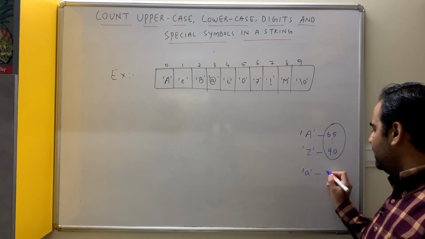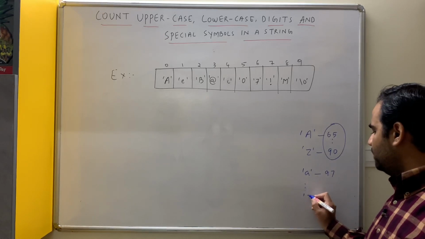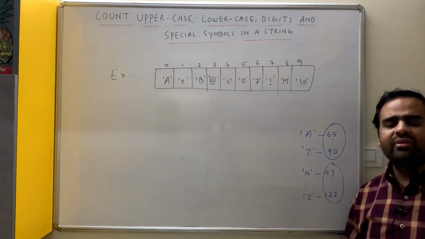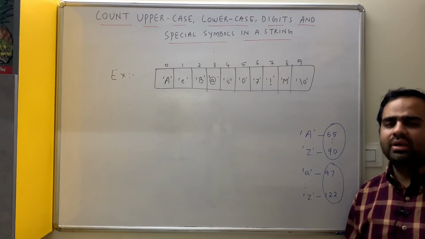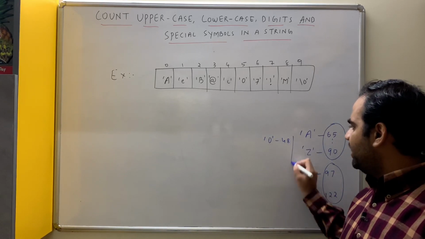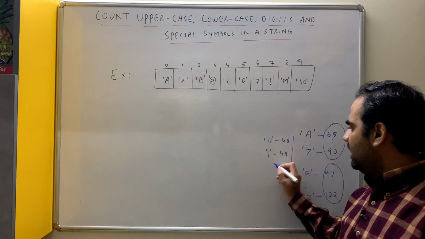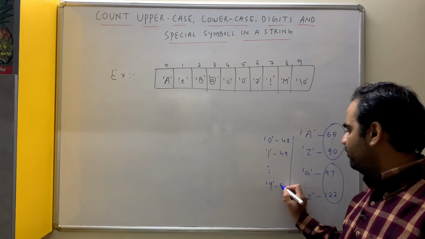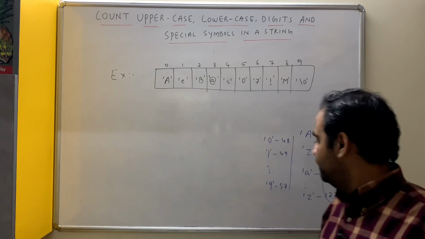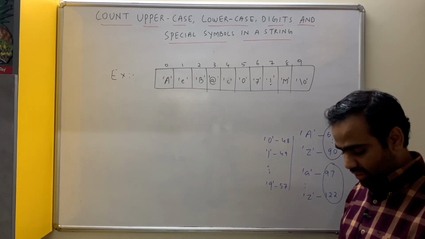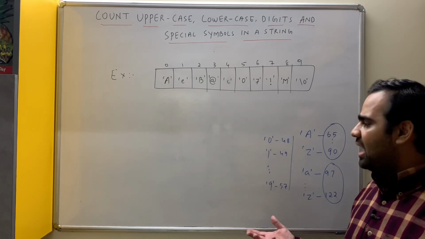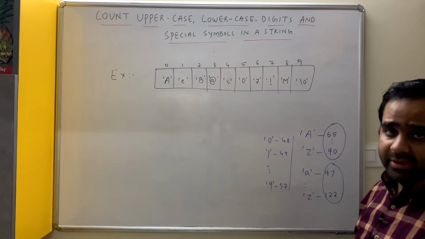For lowercase, a is 97, and so on up to lowercase z, which is 122. That means anything between 97 and 122 is lowercase. Then we have digits. 0 is 48, 1 is 49, and so on up to digit 9, which is 57. That means all the digits have ASCII values from 48 to 57. All other ASCII values correspond to special symbols.